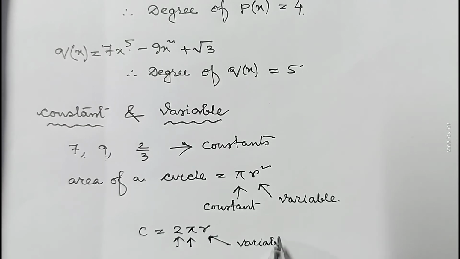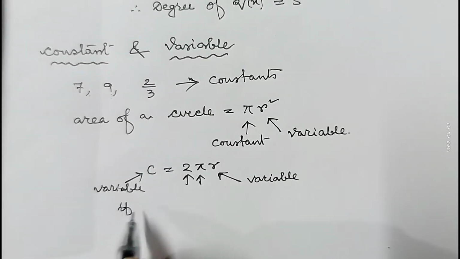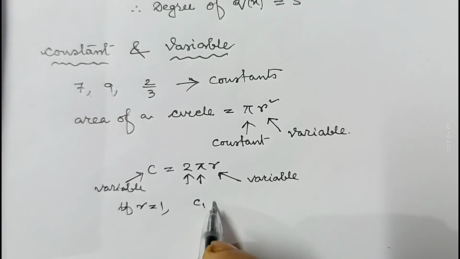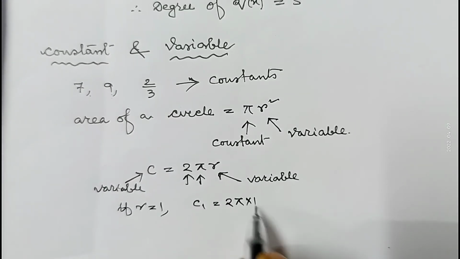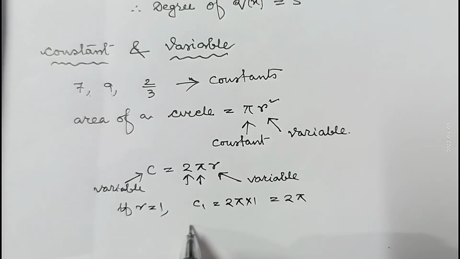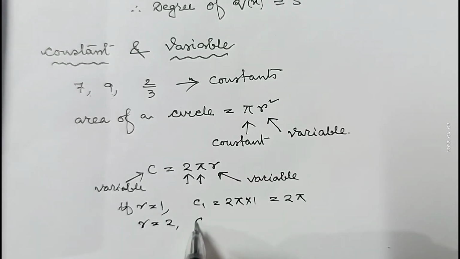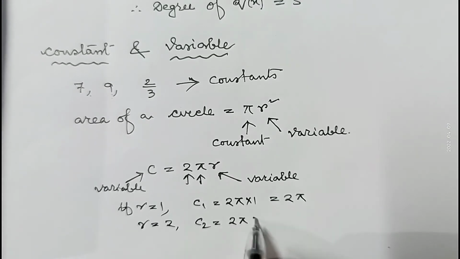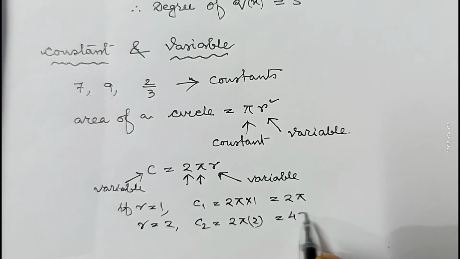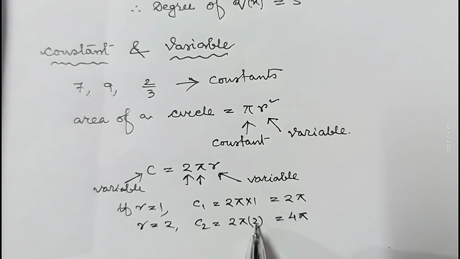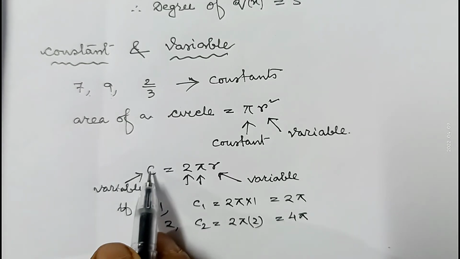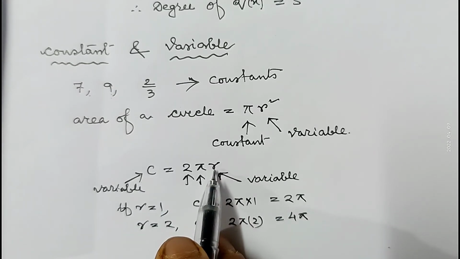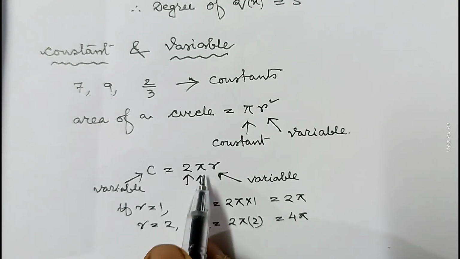R is the variable, and this C is also variable. Now, if radius equals 1, then circumference will be 2 pi into 1, that is 2 pi. If radius equals 2, then circumference will be 2 pi into 2, that is 4 pi. So if I take different values of r, we are going to get different values of circumference. So here circumference is also a variable, radius is also a variable, but 2 and pi always have the same value, so these two are constants.